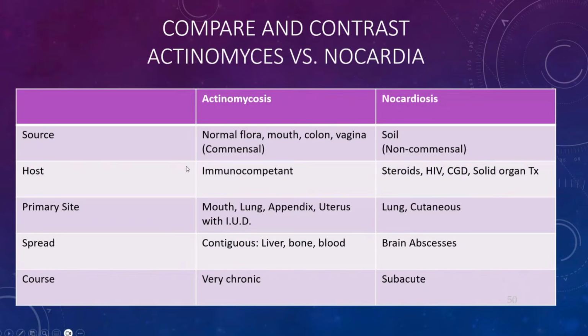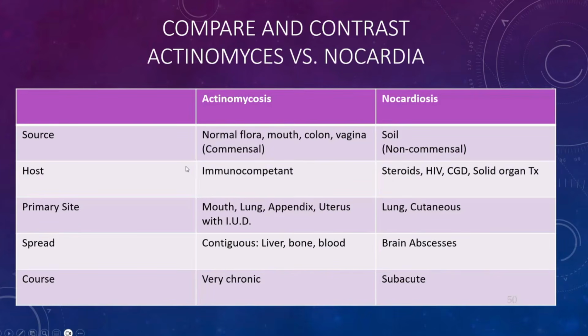So this is a comparison of the differences and similarities of actinomyces versus Nocardia. Now remember, actinomyces is a commensal, so it prefers certain body sites, whereas Nocardia's reservoir is the soil and it's a non-commensal. Actinomycosis typically occurs in an immunocompetent patient. Nocardia, in 2/3 of cases, is a disease of the immunocompromised, particularly those who have hematologic malignancy, are on steroids, are transplant patients, and so forth.